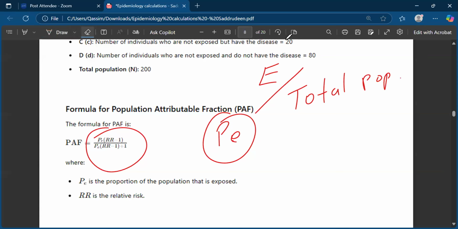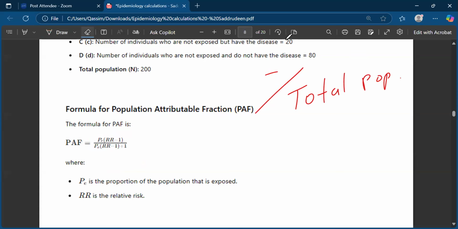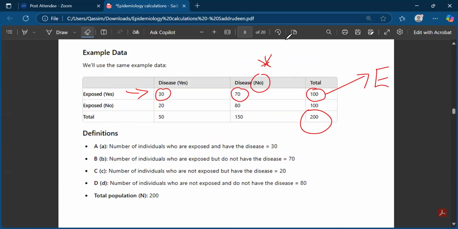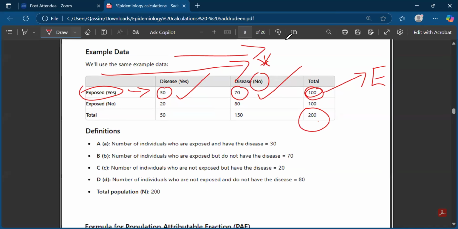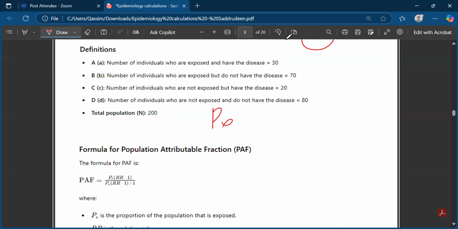I've shown you how to check it in the table. Basically, you go to the exposed, anything across that line, like the 30 here, anything exposed going in this direction, meaning the 30 individuals here, then the 70 individuals. So just take the total 100 in the exposed over the total population, which is 200.